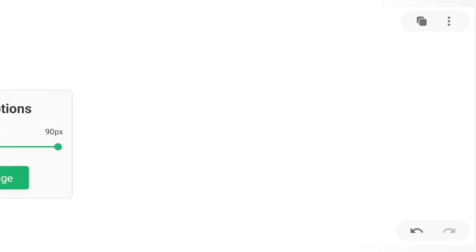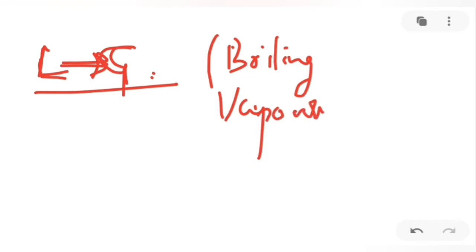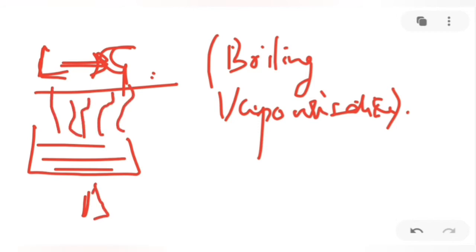Now moving on to the second process, that is changing of a liquid to gas. Here, liquid is being changed into gas. This is done by the process called boiling, or we can say vaporization. When you take water in a container and you are heating it, what will happen? After some time steam will be formed, and this steam is in which state? It is in gaseous state.